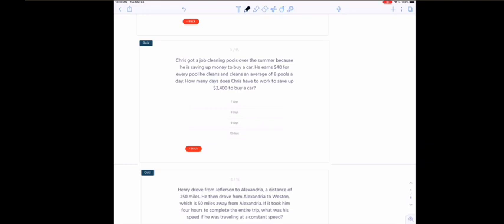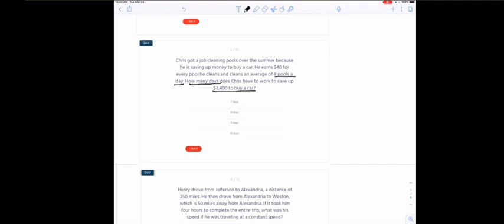So let's move on. Number 3, it says, Chris got a job cleaning pools over the summer because he's saving up money to buy a car. He earns $40 for every pool he cleans and cleans an average of 8 pools a day. Here's our rate, 8 pools a day. How many days does Chris have to work to save up $2,400? So we're looking for the number of days.